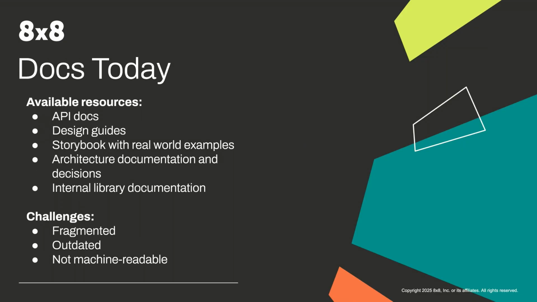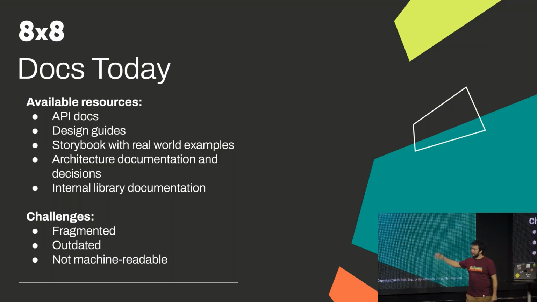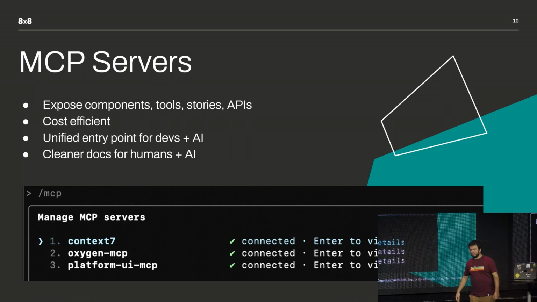Also, documentation. Good old problem. Extremely fragmented. Most of it is outdated, and I guarantee it is not machine readable. So what are we doing to fix all of these problems? This architecture was implemented way before this AI hype.